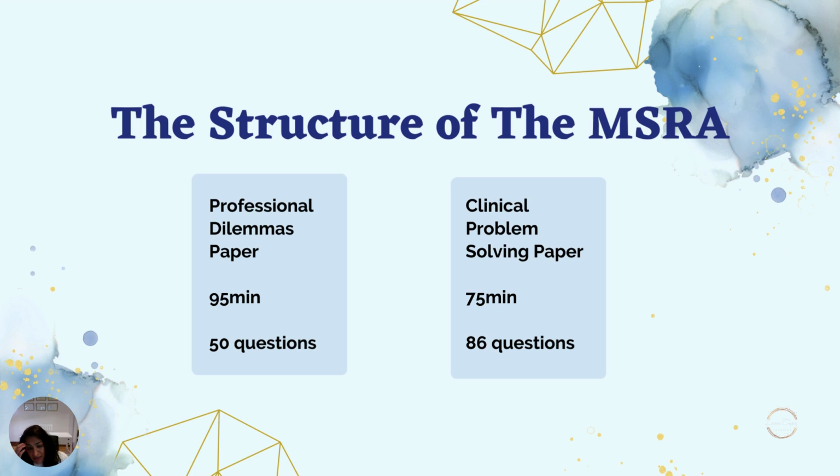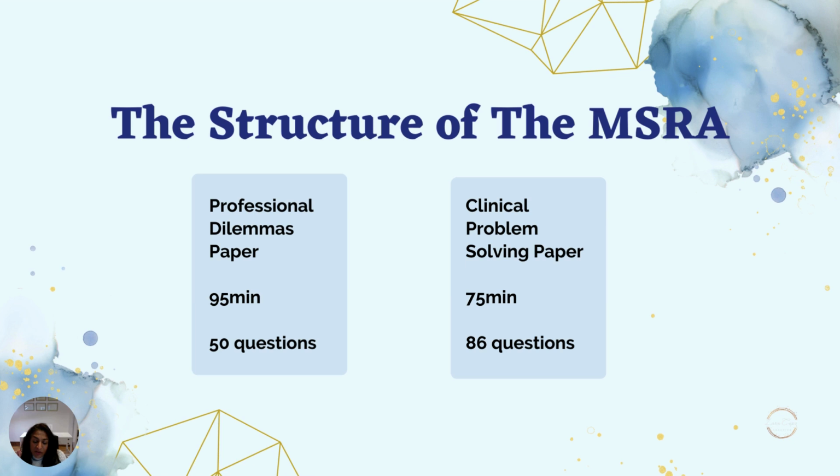The MSRA is split into 2 parts. There's a professional dilemmas paper and a clinical problem solving paper. The professional dilemmas paper is 95 minutes long and has 50 questions. And this is because the question stems are longer and you have to think a bit more and apply your judgment. So you get a bit more time on the professional dilemmas paper, which is similar to the SJTs.